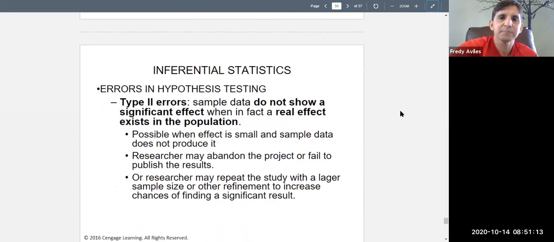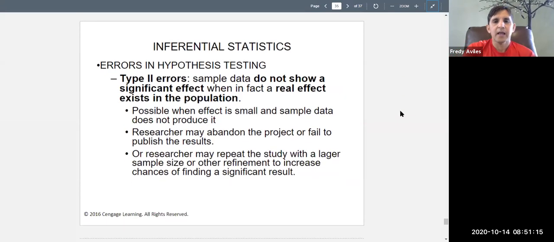There's also a type 2 error, okay? A type 2 error is where your sample did not show a significant effect. You didn't find a difference. You didn't find a real difference, but there is a real difference in the population. So it's the opposite kind of error. You found no difference in your sample, but there's a real difference in the population.